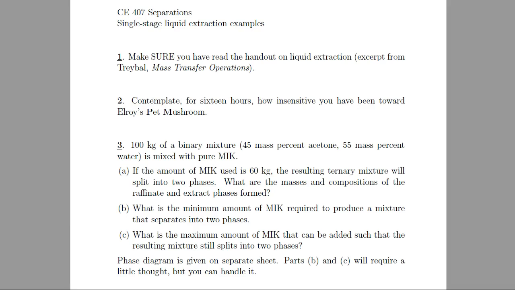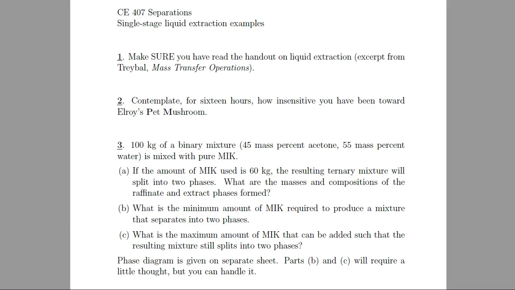So problem number 1, make sure you have read the handout on liquid extraction, excerpt from Treybal, Mass Transfer Operations. Absolutely. Number 2, contemplate for 16 hours how insensitive you have been toward Elroy's pet mushroom. Clearly some backstory here. Not sure what's going on with that question, but let's just go to question number 3.